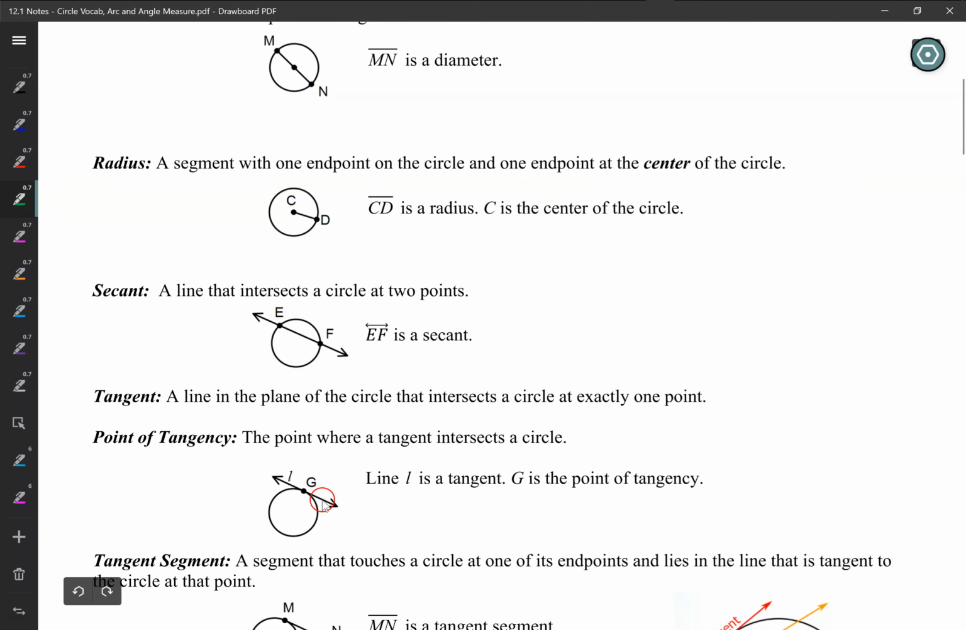Now, if you have a line that only touches the circle just once, it's called a tangent. Just like the tangent we talked about with trigonometry, it's spelled the same word, totally different meaning. It's called a tangent. If you've ever heard the saying, go off on a tangent, that's what you guys always want your teachers to do.